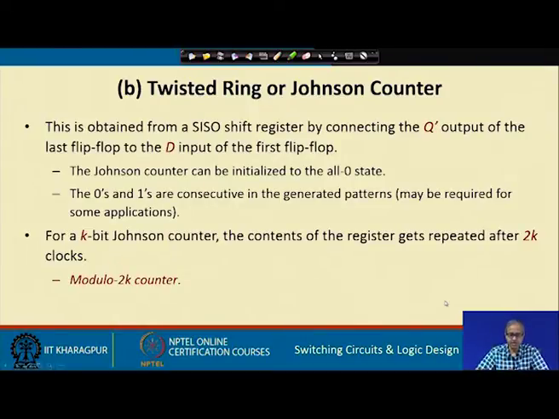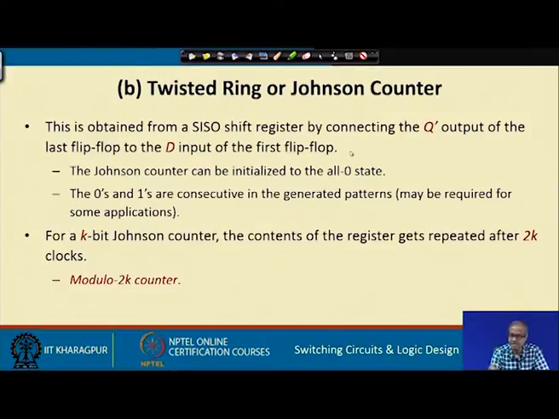Next, let us come to a very small variation of a ring counter. This is called a twisted ring or a Johnson counter. Now, in a ring counter, what did we do? The Q output of the last flip flop we fed to the D input of the first flip flop. Now, in a Johnson counter, we take the Q bar output of the last flip flop, and feed that Q bar back to the D input of the first flip flop. This is the only change. This is called a twisted ring or a Johnson counter.